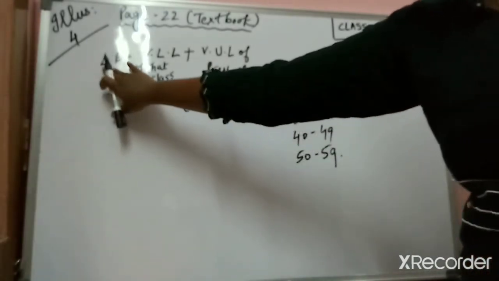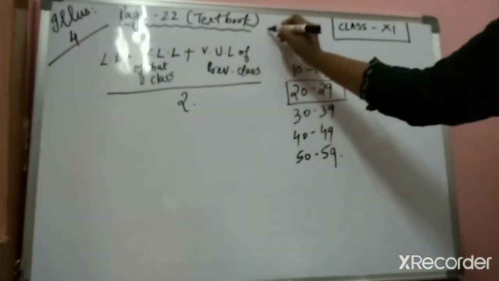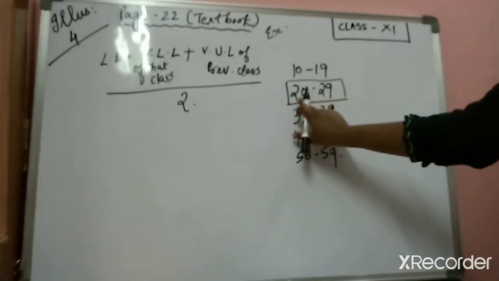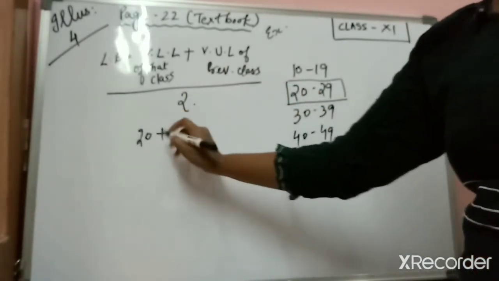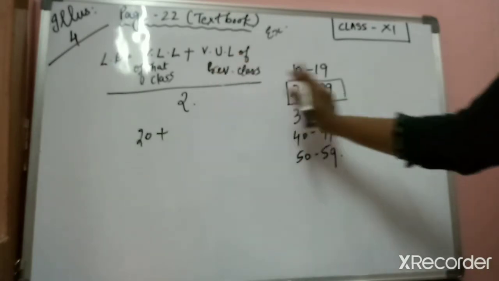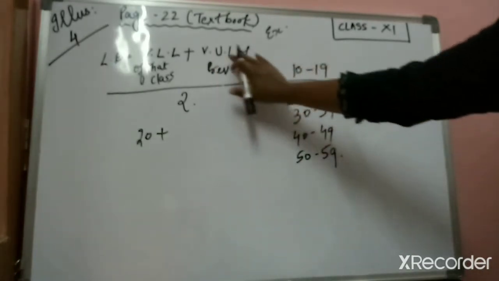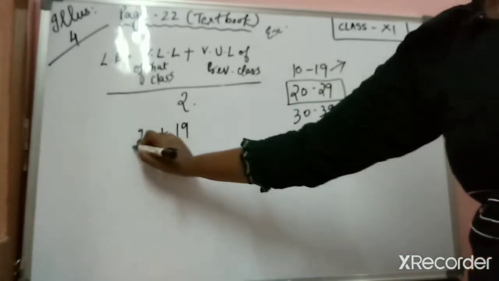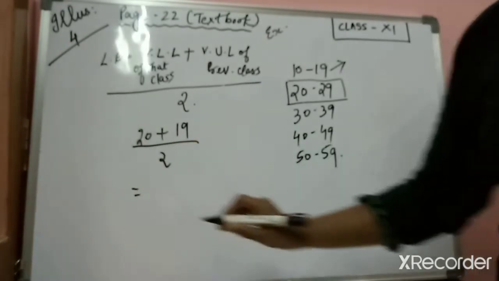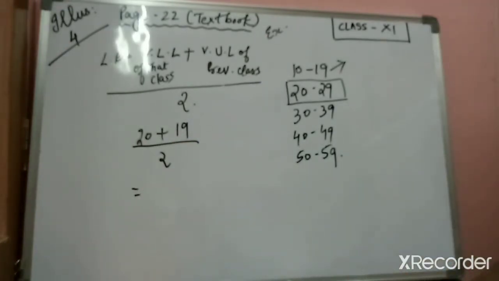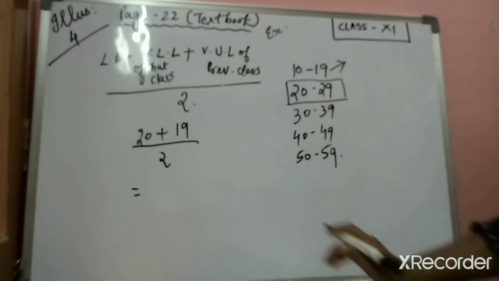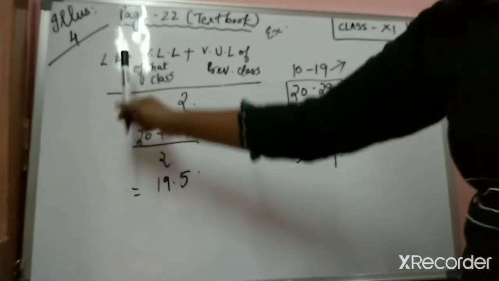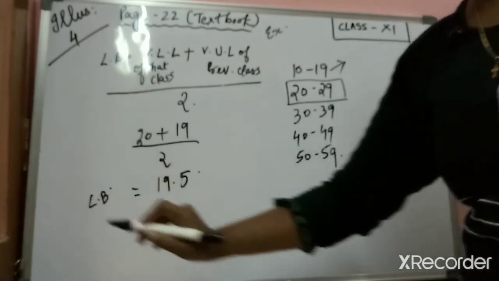Say for an example, I am taking any of the classes as this. So according to the lower boundary point, I have to find out the exclusive class. So the lower limit of that class is 20, plus the value of the upper limit of the previous class. Previous class is 10 to 19, so the upper limit is 19, right? So 20 plus 19 divided by 2. We are having 19.5. Clear? So this is our lower boundary point according to the exclusive class.